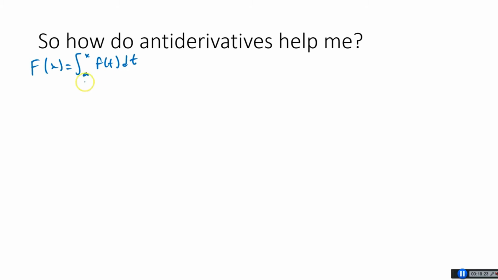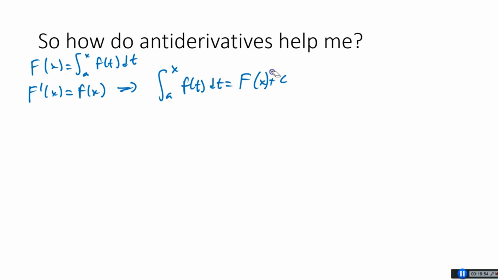Really, what we can do here is, because f prime of x is equal to lowercase f of x, we know that capital F of x is going to be the antiderivative. So what we can do is get this idea of a family of functions. So this means that the integral from a to x of f of t dt is equal to the antiderivative F of x plus c.